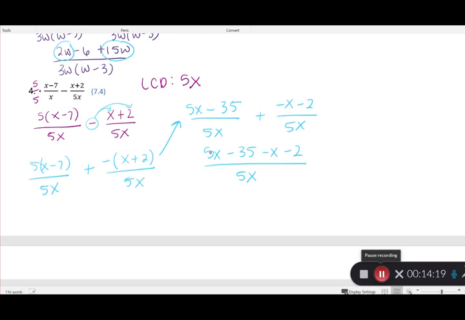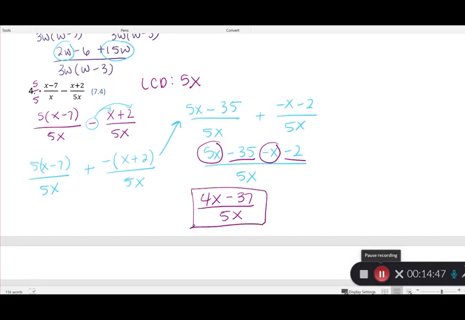Again, combine like terms: I have a 5x and a negative x, which would give me 4x, 5x minus 1x. And then I have a minus 35 minus 2. Again, this is like I borrowed $35 from you, I came back and I borrowed 2 more, I didn't pay you back, so I owe you more money. So minus 37, all over 5x. And that would be your answer. Again, nothing can cancel out, nothing can simplify, so we just stop there.